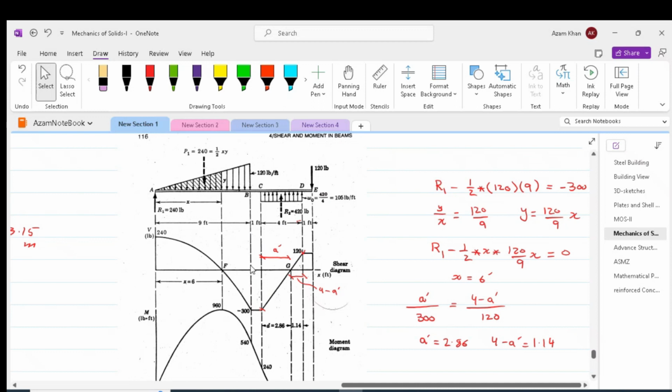Correspondingly, FB will be equal to 9 minus 6, which is 3 feet. So we have found all the unknowns in the shear force diagram for the segment AB. Now we will move to segment BC. In segment BC, there is no external load applied, so we would have a 0 degree SFD. Minus 300 will stay constant in BC.